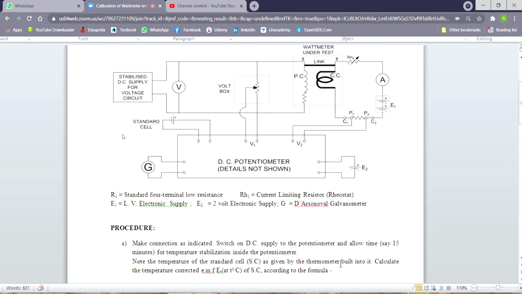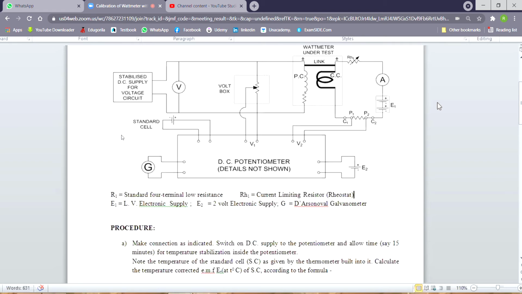Now there are two more options available. A thick conducting wire is there, which we call a link. Sometimes the pressure coil terminal, the plus-minus terminal or common terminal, is connected to the positive terminal of the current coil through the link, and sometimes it is not connected. When a link is connected, the wattmeter will give some reading. When no link is connected, the wattmeter will give another reading. The two readings are a little bit different, not exactly the same.